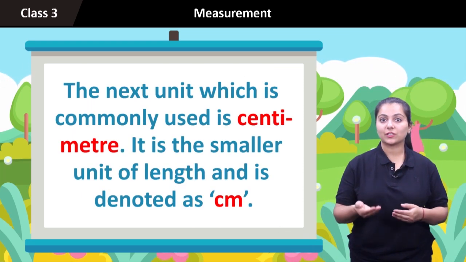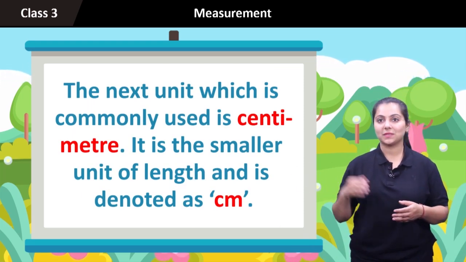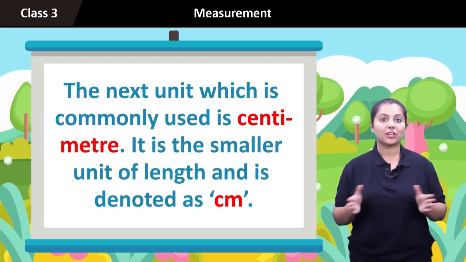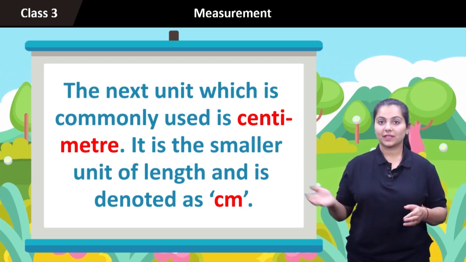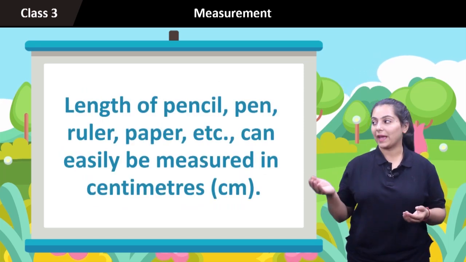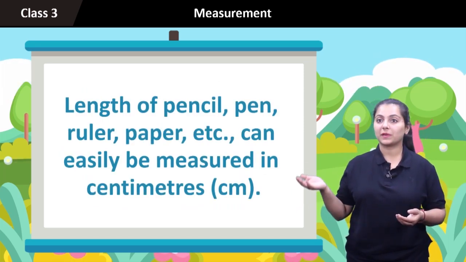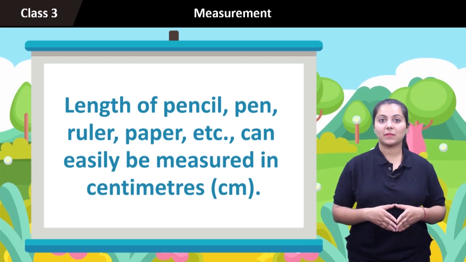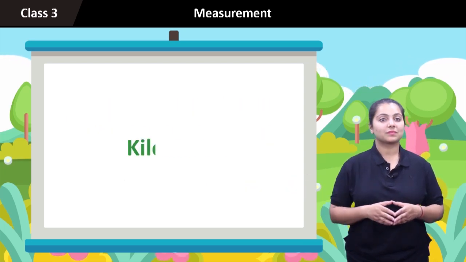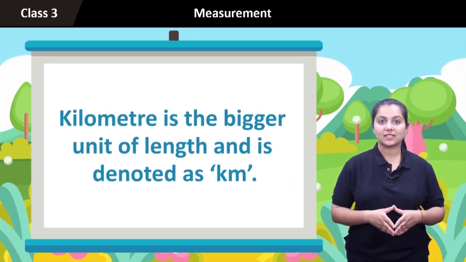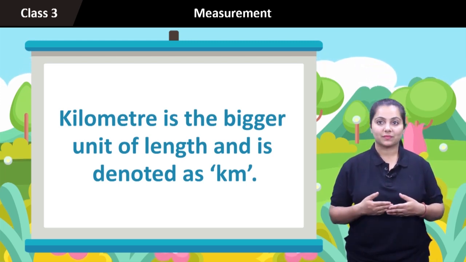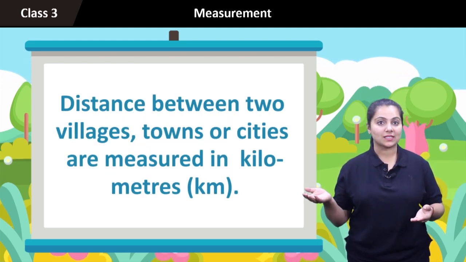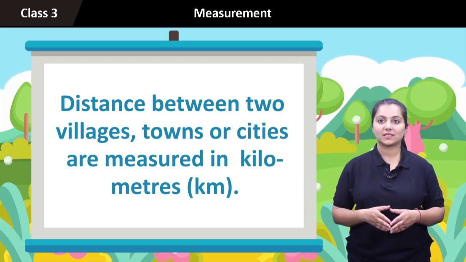Centimeter. The next unit which is commonly used is centimeter. It is the smaller unit of length and is denoted as cm. Length of pencil, pen, ruler, paper, etc. can be easily measured in centimeters. Kilometer. Kilometer is the bigger unit of length and is denoted as km. Distance between two villages, towns or cities are measured in kilometers.